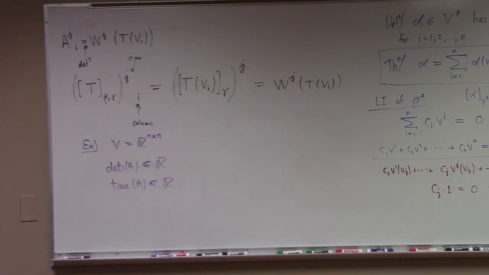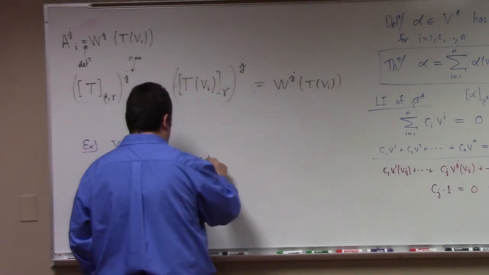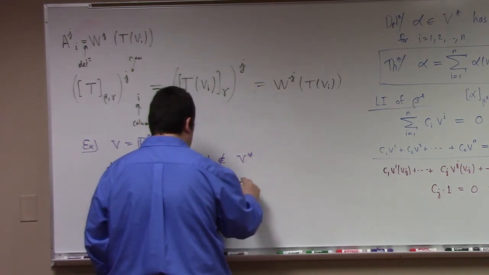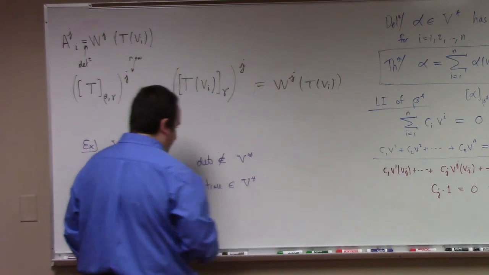Is the trace a linear operator from n by n matrices to the reals, if we're looking at real matrices? It is. The trace of cA plus B is c times the trace of A plus the trace of B. Is the determinant of cA plus B equal to c times the determinant of A plus the determinant of B? It is not. So despite the fact that the determinant is giving us a scalar corresponding to a matrix, it's not a linear functional, right? It's something else. So, in summary, the determinant is not an element of V-dual, but the trace is an important example of a dual vector.